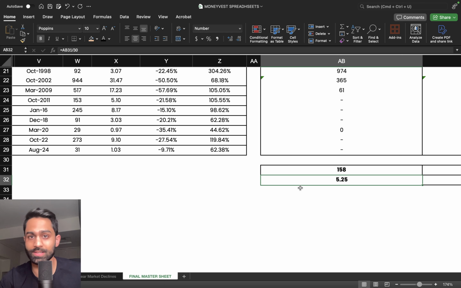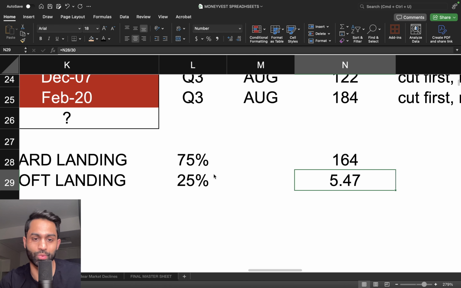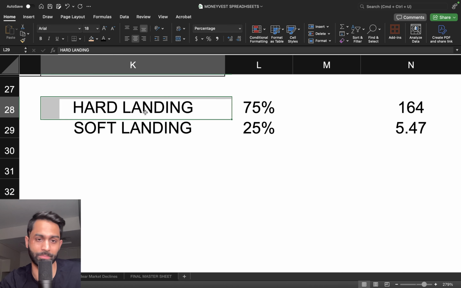Now, there is still a 25% probability that we actually witness a soft landing. This was an analysis that I did in my previous video, where there is a 75% probability for a hard landing versus 25% for a soft landing. Something to keep in mind.